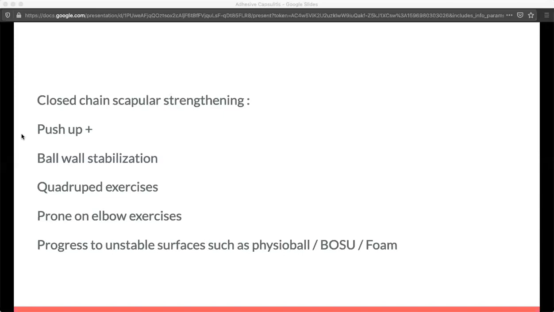Prone on elbow exercises, again, prone on elbow with protraction. They can do prone on elbow and then slide up and down to get that shoulder going into elevation and depression. Great exercises. If a patient is able to do them, these are tough exercises. And then you progress all these exercises onto more unstable surfaces. So we're talking a physio ball or a BOSU or a foam, something unstable, and that provides more challenge to the patient to work the scapular exercises and get nice stability in the scapular region.